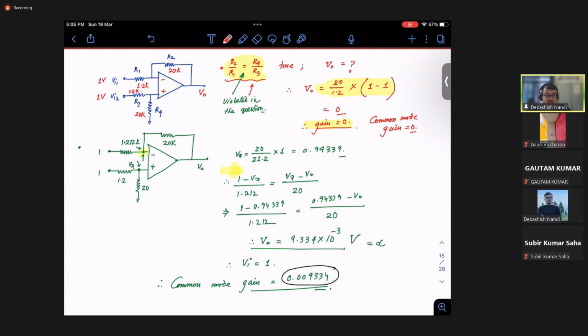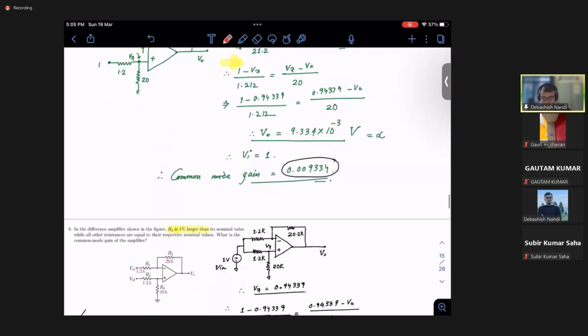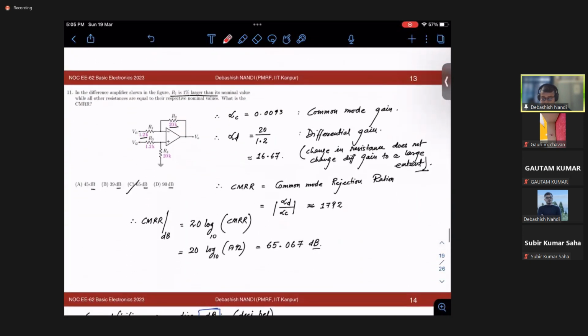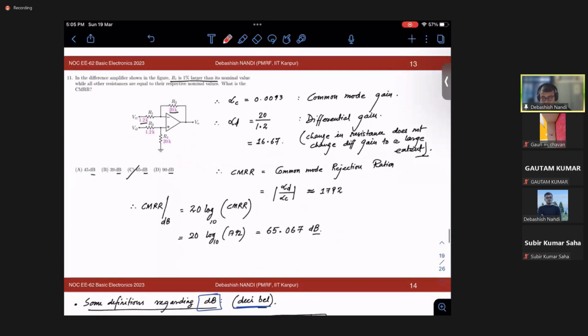Then again, we have discussed CMRR. CMRR is nothing but the ratio of differential gain over common mode gain. So CMRR should be infinity for an ideal difference amplifier, right? Because your common mode gain is to be zero.